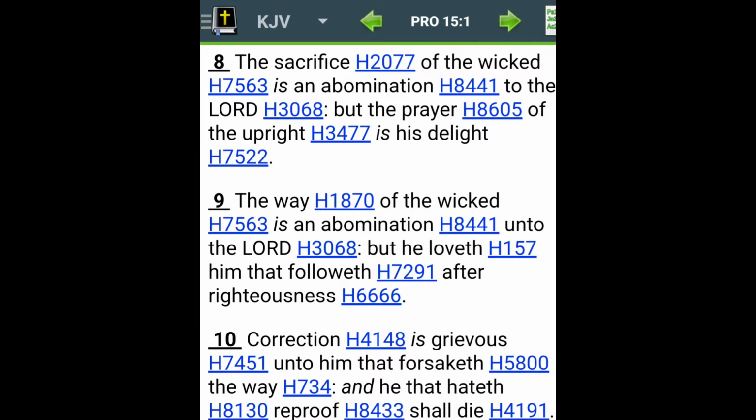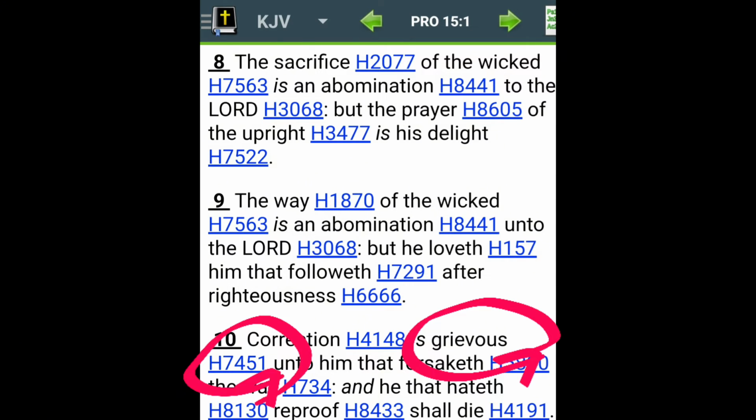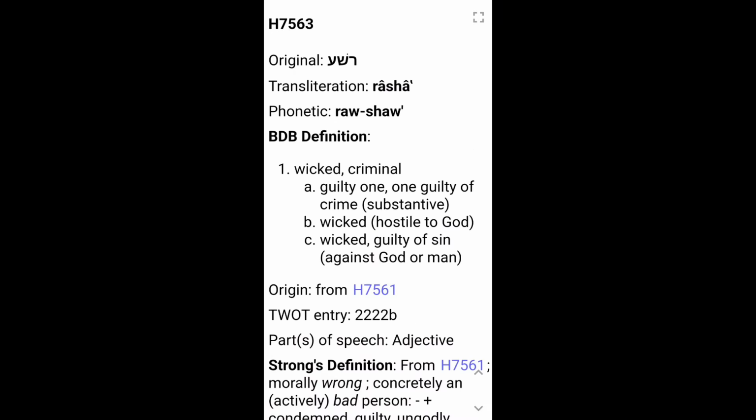Just as a random sampling, I chose Proverbs 15, and some of the verses here have the word wicked in it. We see in verse 8, the sacrifice of the wicked is an abomination unto the Lord. Verse 9, the way of the wicked is an abomination unto the Lord. Interestingly enough, if we look on down here in verse 10, we see the word grievous is represented as H7451, which is our word for evil.